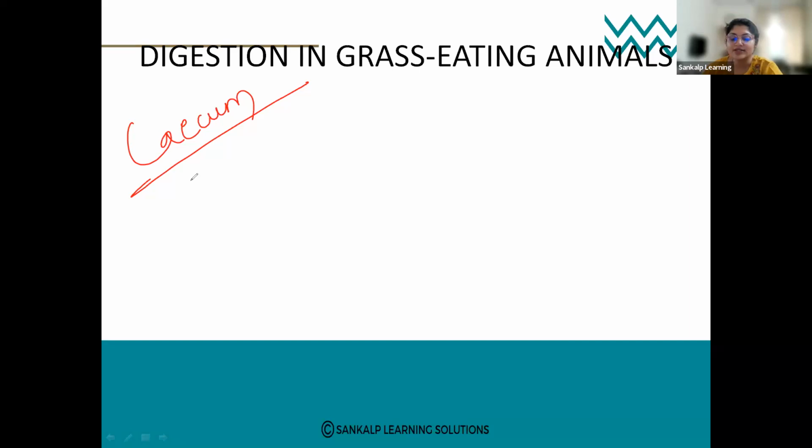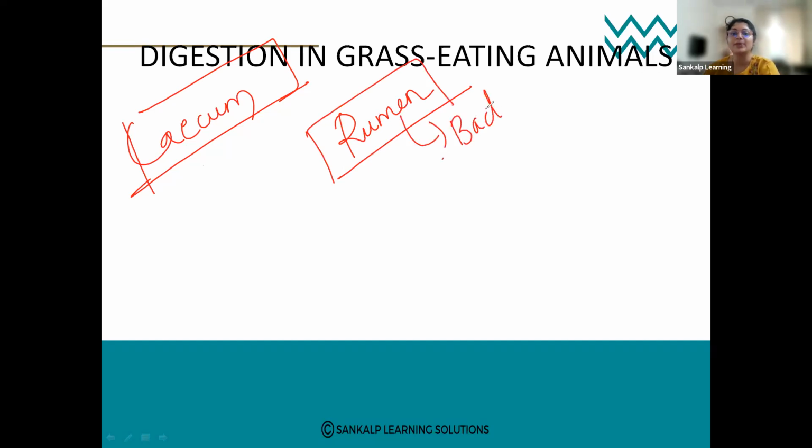Animals like horses and rabbits also have a large sac, called the cecum, which is present at the junction of the large and small intestine. This cecum contains certain bacteria that break down the cellulose. Just as ruminants have the rumen, where bacteria help the cellulose to break down, in horses and rabbits the cecum also has bacteria present, and these bacteria help to break down the cellulose.